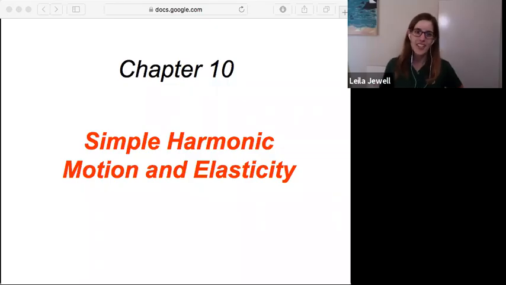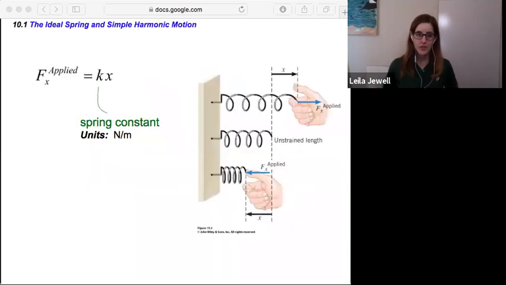Chapter 10, Simple Harmonic Motion and Elasticity. First, the ideal spring and simple harmonic motion.